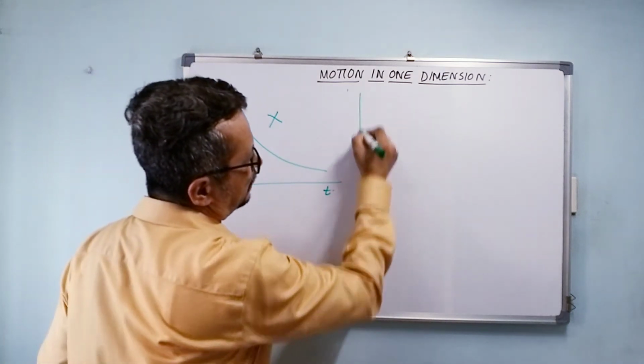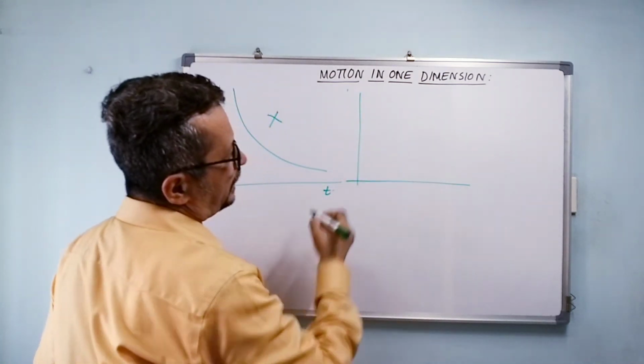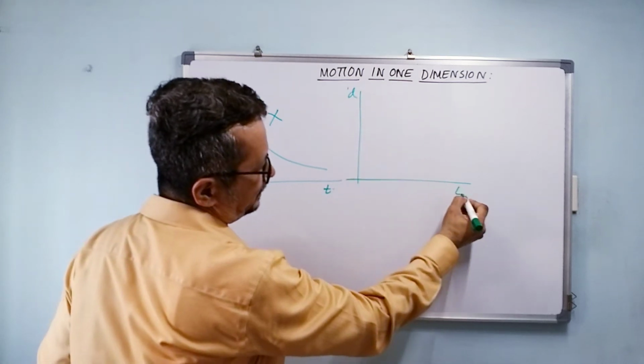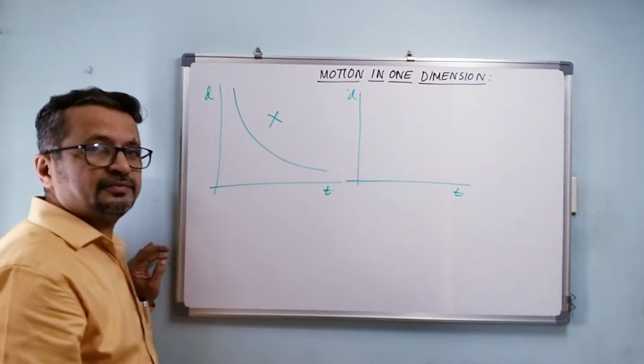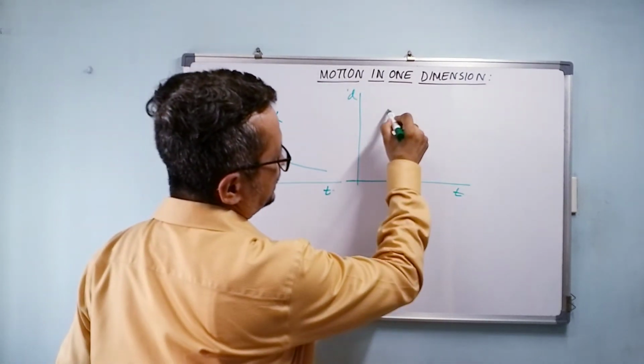Again, suppose I have distance here and time here. Position time graph. Can I have something like this here?